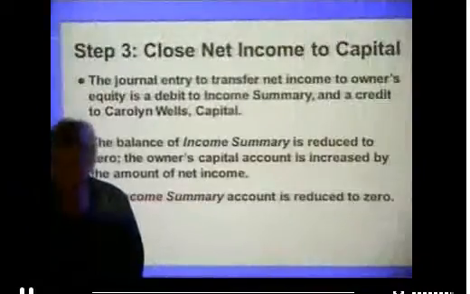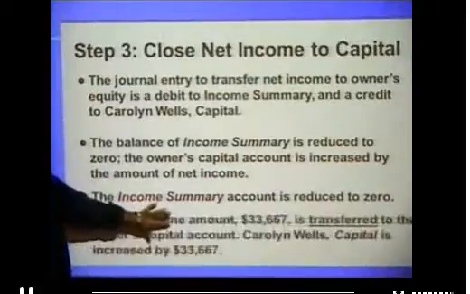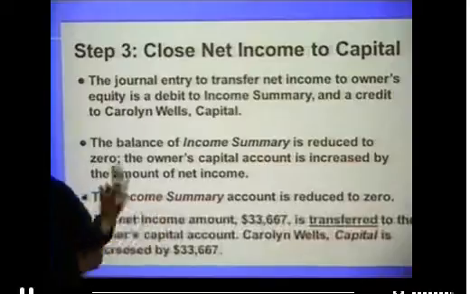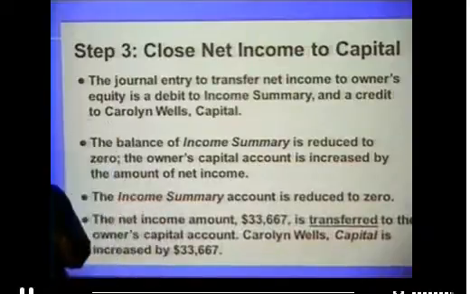So we close it to the capital account, and now our income summary account is at zero. And that's what we wanted to do, because we want all of our accounts correct at the end before we close.